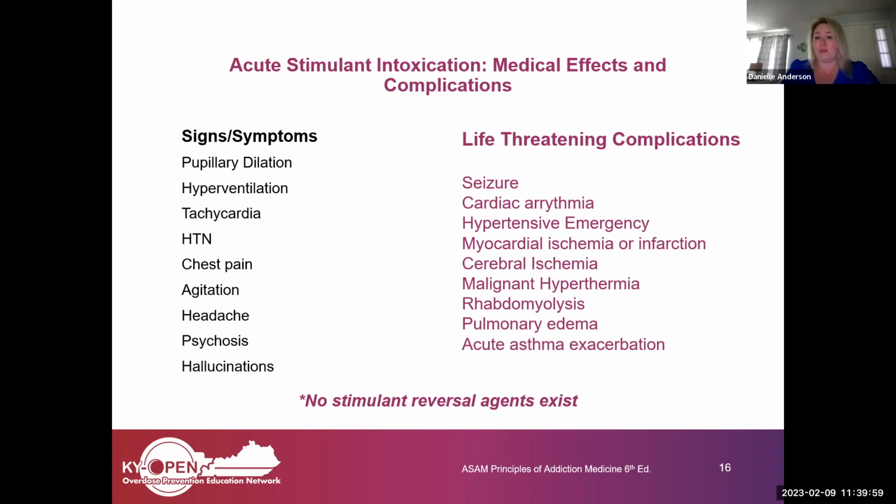Other life-threatening complications that can occur from methamphetamine use are seizure, cardiac arrhythmia, with multiple abnormal arrhythmias that can occur, hypertensive emergency where the blood pressure is so high that it can cause damage to tissues, myocardial ischemia or infarction, heart attack, cerebral ischemia, where we have decreased blood flow to the brain, and malignant hyperthermia, where our temperature gets so high that we're unable to bring it down.